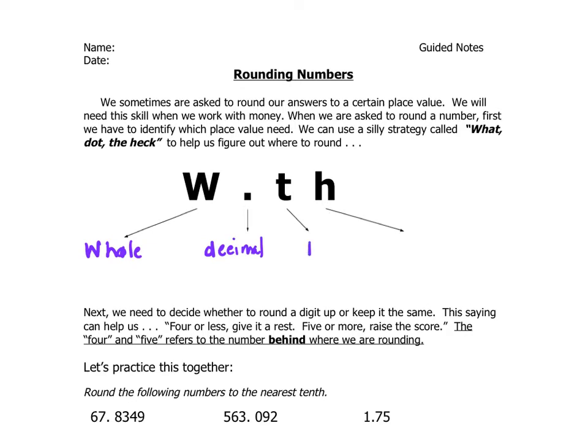T means we're looking at the tenths place value. And H means we're looking at the hundredths place value. So if you need to pause the video to write this on your paper, that's great. And by the way, this is page 17 in our packet.